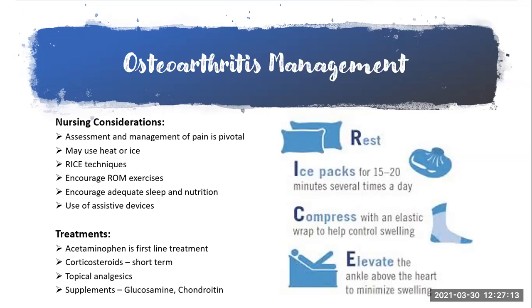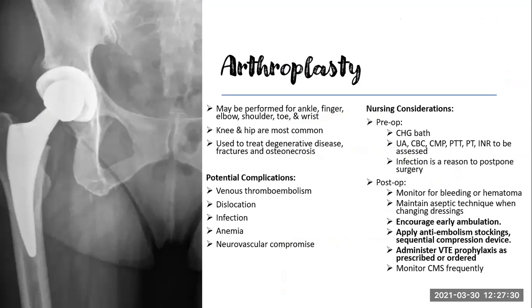Corticosteroids, most specifically injected intra-articularly, which means into the joint space. Intra-articular is in the joint space. Corticosteroid injections will help decrease inflammation of those nerves.